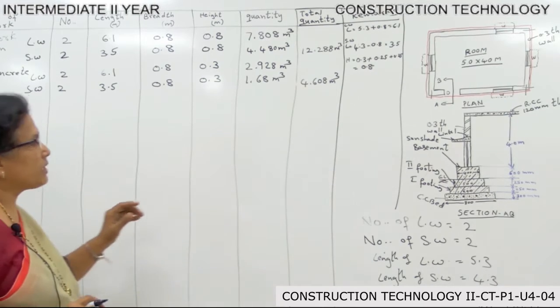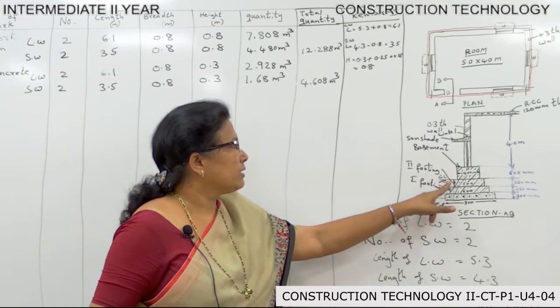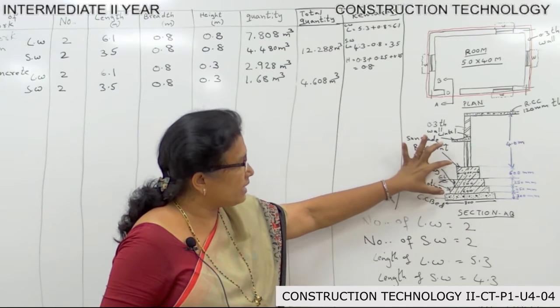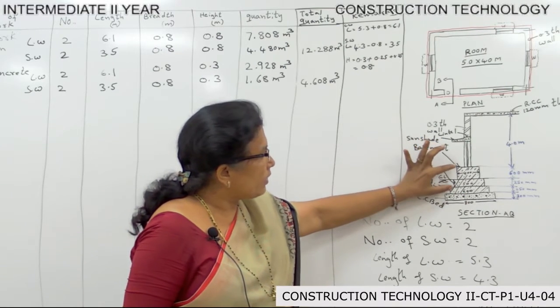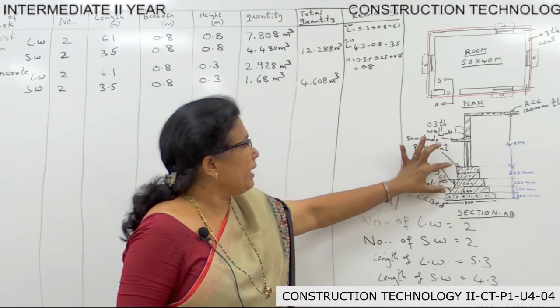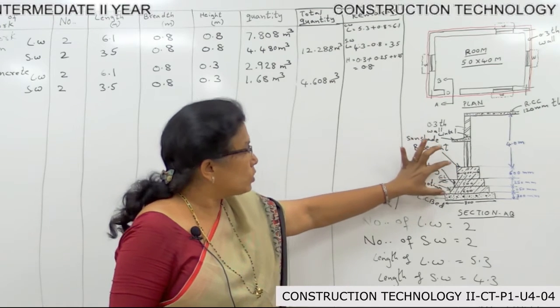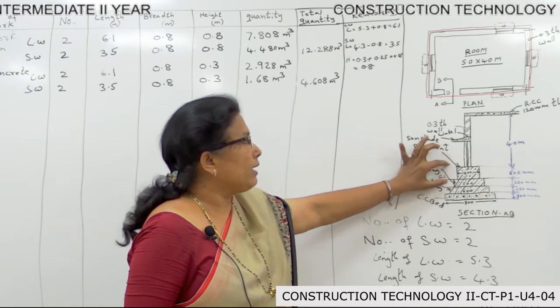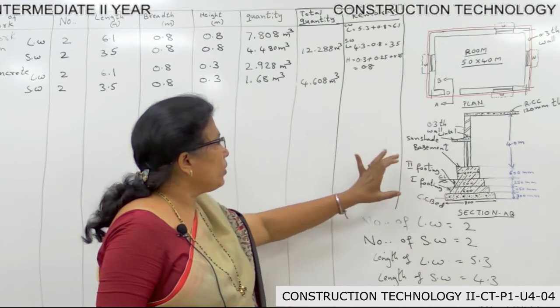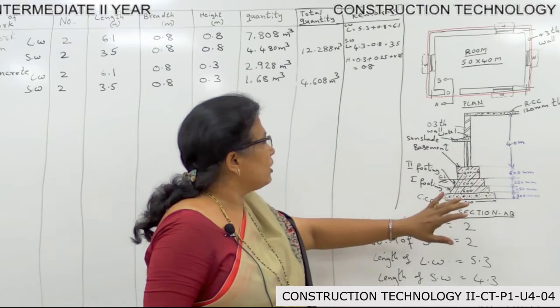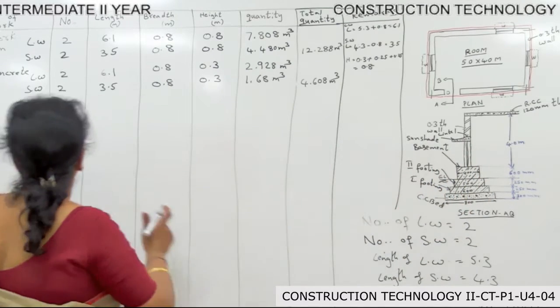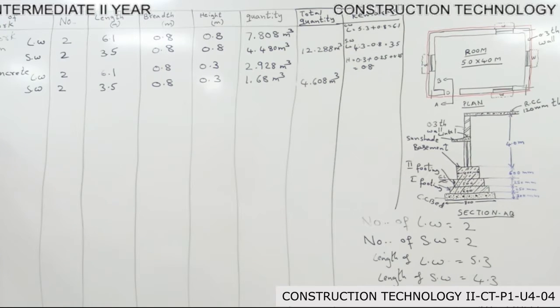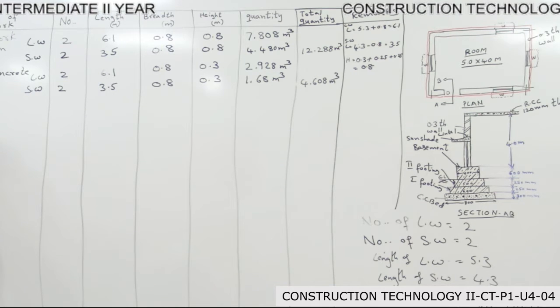Now next coming to first footing. Here these all come under foundation: first footing, second footing, basement. These three are constructed of stone masonry. Material you are using is same. So take the quantities separately, calculate the quantities, and finally you need to add all these three. I'll show how to do. First footing. Foundation, first footing.